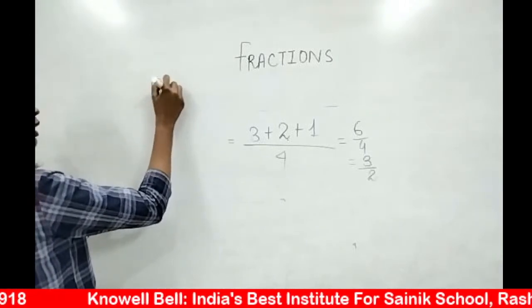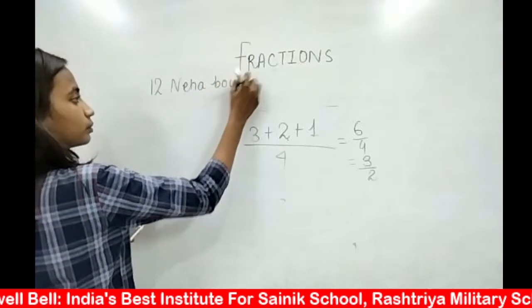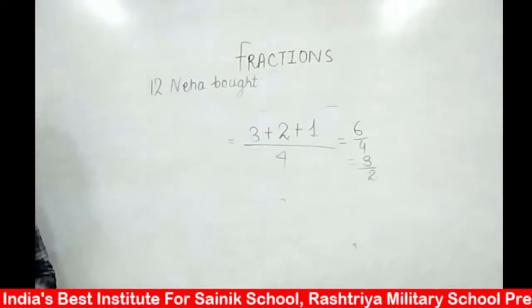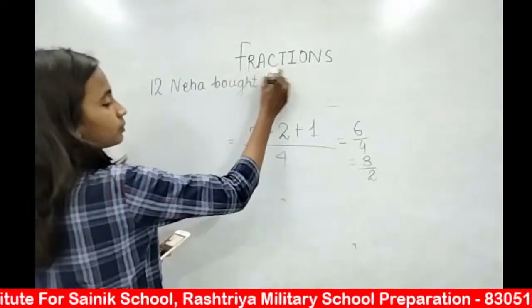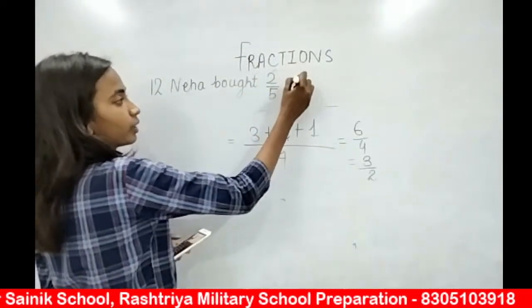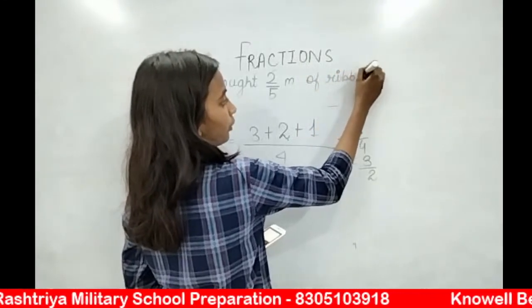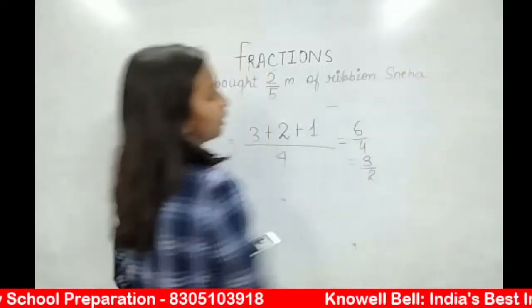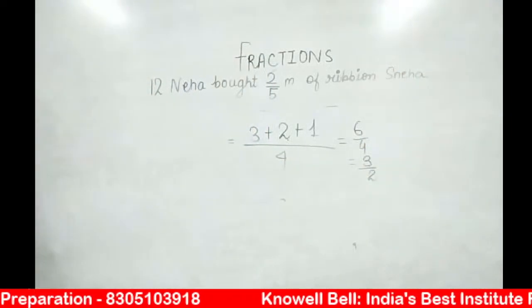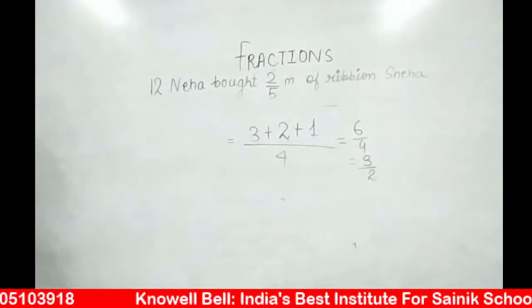Question number 12. Neha bought 2 by 5 meter of ribbon. And Neha's friend, Sneha, bought how much ribbon? Sneha bought 3 by 4 meter ribbon.